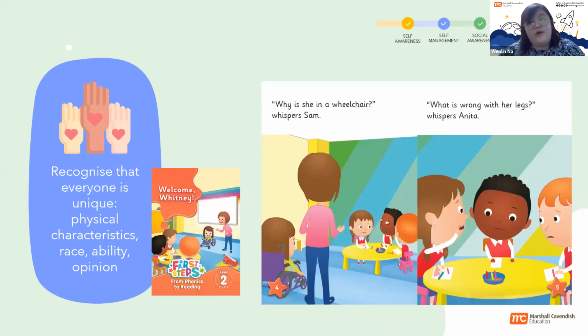In another story, Welcome Whitney, it focuses on inclusivity and acceptance of disabilities with the arrival of a new classmate called Whitney, who is in a wheelchair. In the story, you can see her peers recognize the differences in terms of physical appearance. For example, Anita asked, what is wrong with her legs? Why is she in a wheelchair?